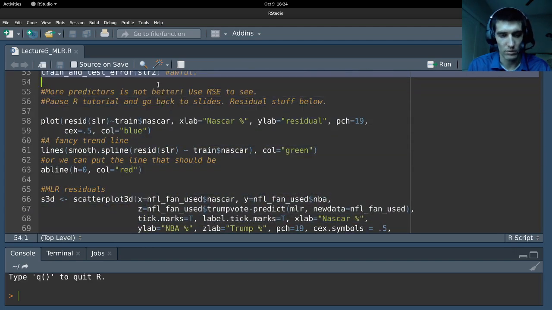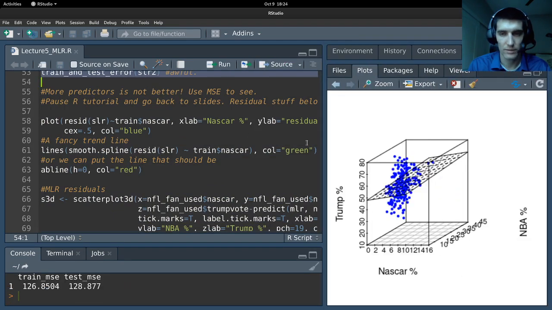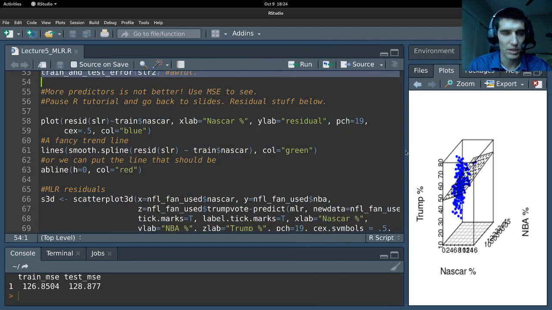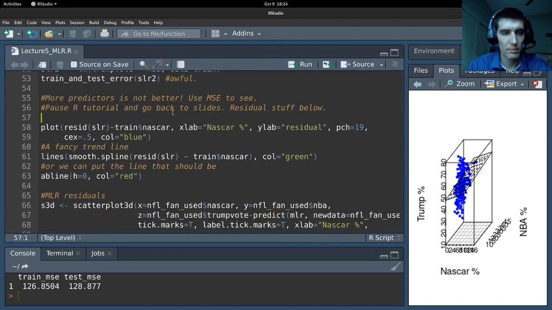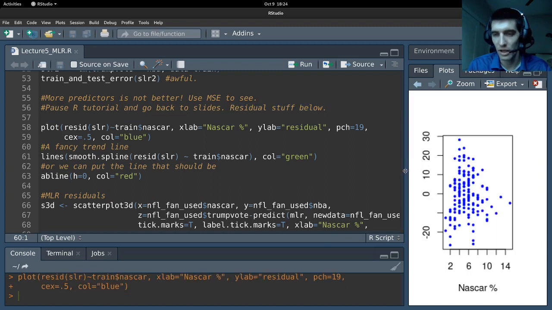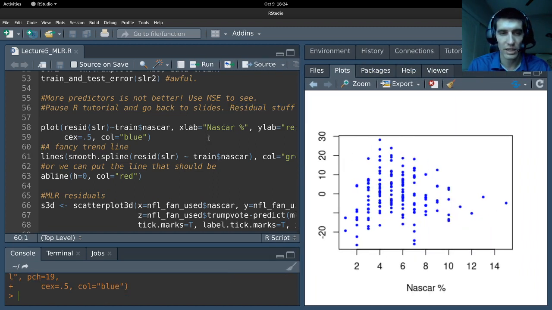And so let me just load all this real quick. Cycling through some plots. Okay, so let's pick up. So now we're going to look at some residual plots. Okay, so we've seen some of these in R already, but this is just how to produce them.